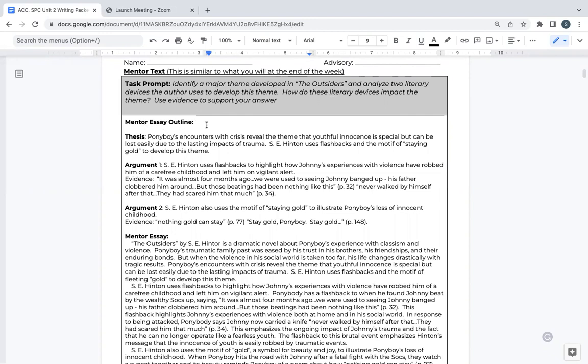Mentor essay outline. Thesis: Ponyboy's encounters with crisis reveal the theme that youthful innocence is special but can be lost easily due to the lasting impacts of trauma. S.E. Hinton uses flashbacks and the motif of staying gold to develop this theme.